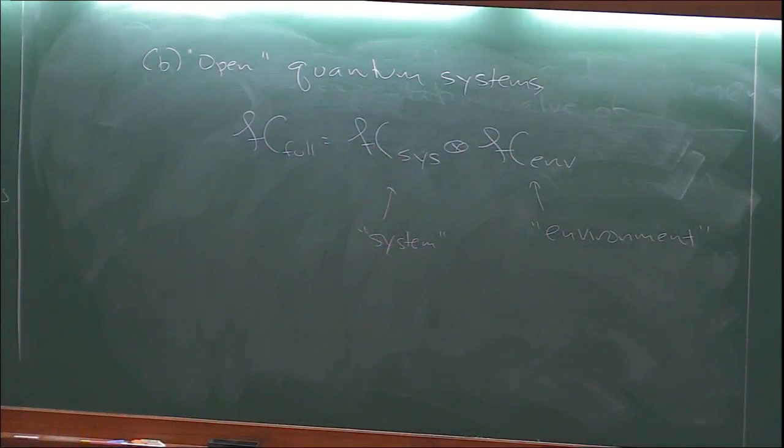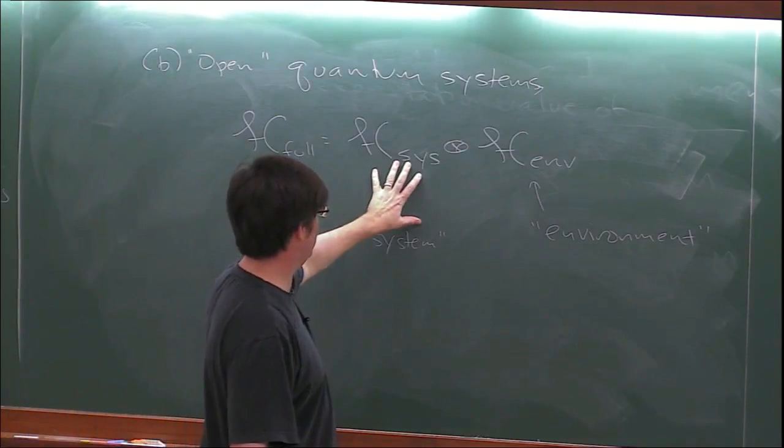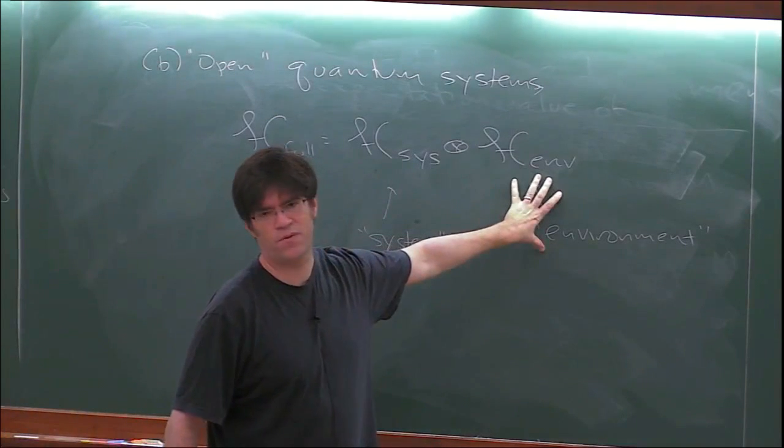This could, of course, be, if I have some spin, it could couple weakly to other spins I haven't bothered to observe. Or if I'm trying to describe the quantum mechanics of some particle in an imperfect vacuum, I might not be observing the gas molecules in that imperfect vacuum. And so the full Hilbert space would be the tensor product of the Hilbert space of the particle and the Hilbert space of all the other gas molecules.